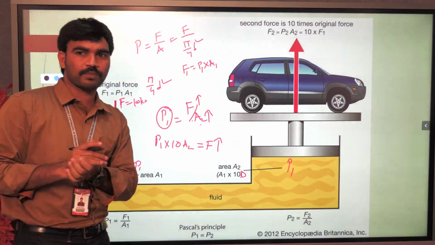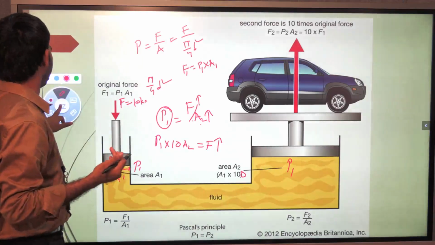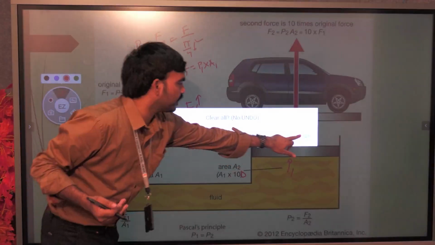Anyway, we will try to solve some numerical problems, then you will understand in a better way. This is one of the important applications of Pascal's law.